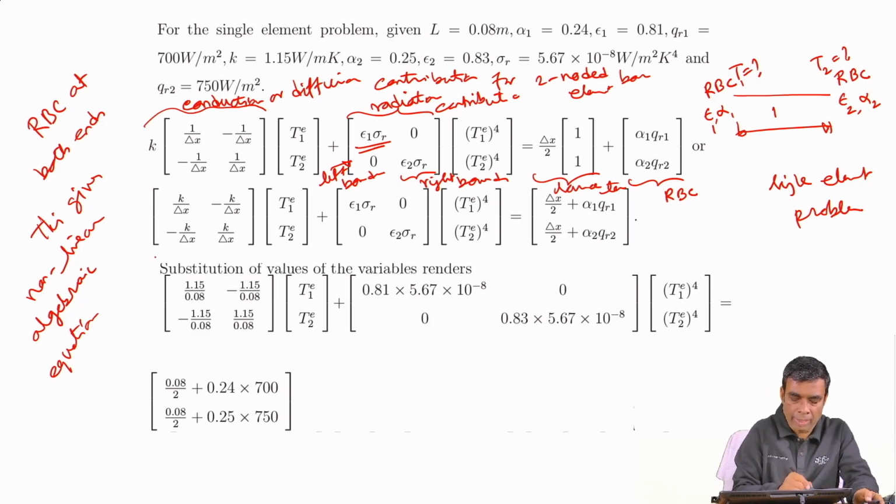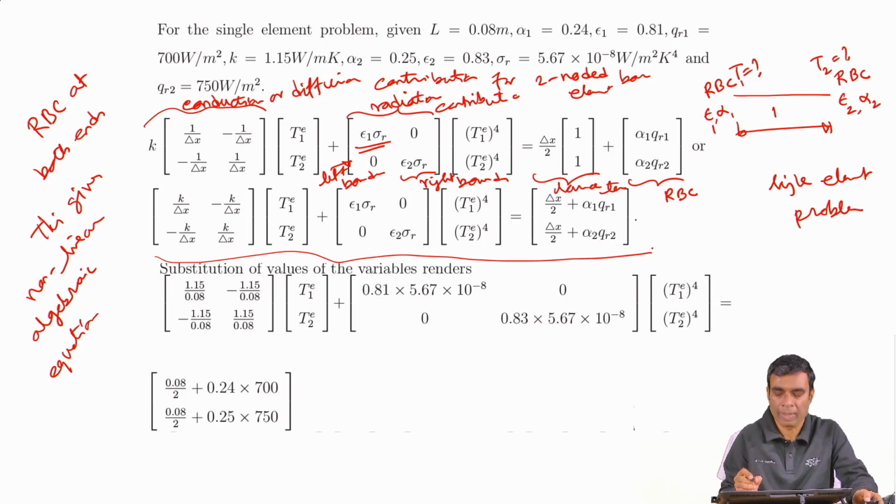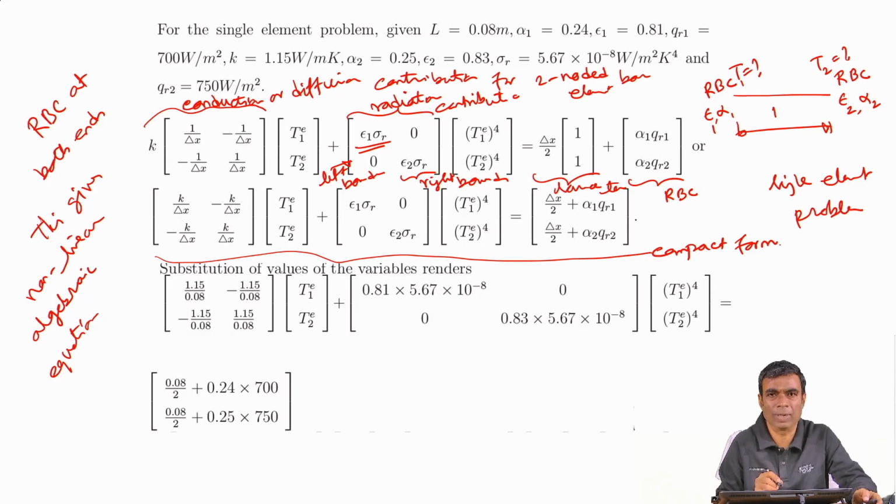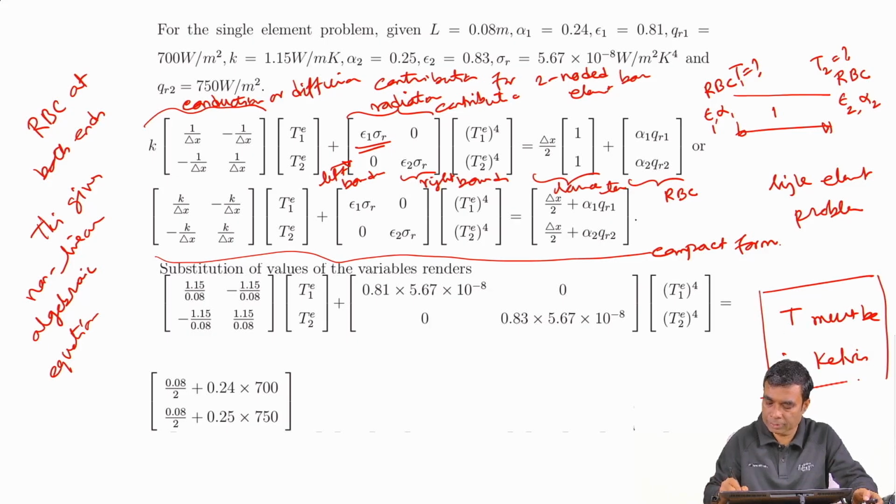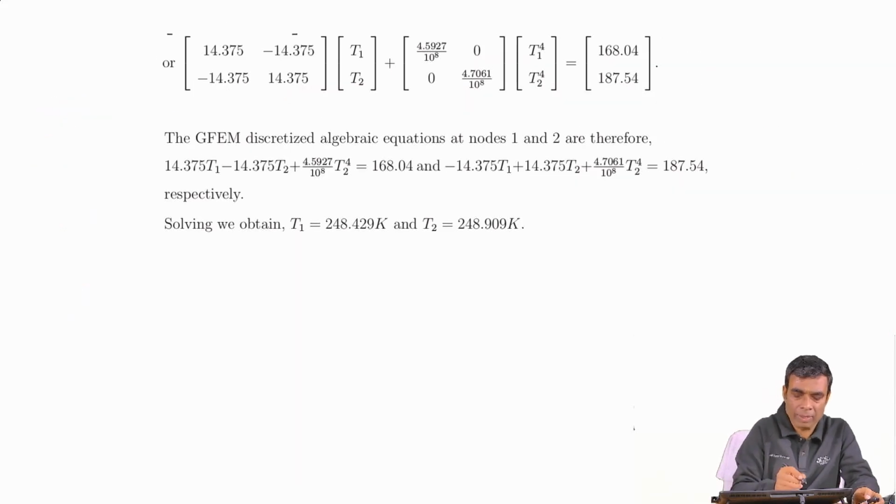Then here we get the compact form of the matrix equation system. This is the compact form. Now substituting these values here, we have put epsilon 1, epsilon 2, alpha 1, alpha 2, along with the value of the mesh size and the Stefan-Boltzmann constant. In this case, temperature must be in Kelvin. This is a very important condition for the radiation problems. Then we got two nonlinear algebraic equations.